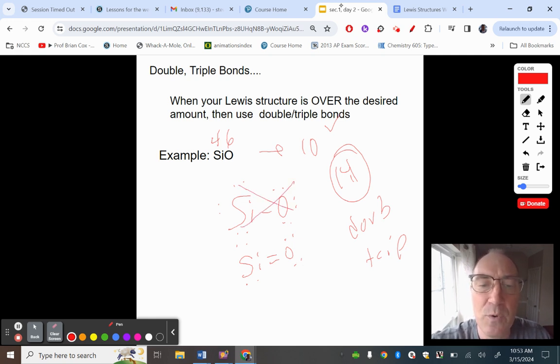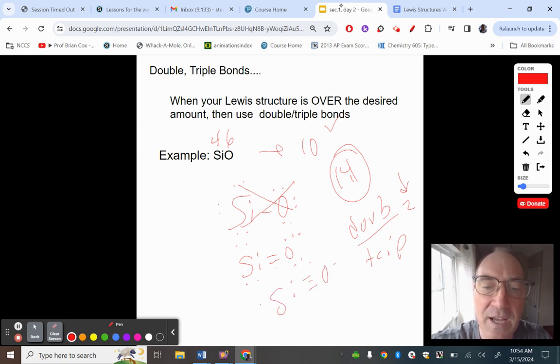So now I have 2, 4, 6, 8, 10, 12. That's the number of valence electrons if I count here, here, here, here. And so do you see by adding a double bond, I go down by 2. So I need to be at 10. So I guess what I have to add? I have to add a triple bond. So I'm going to add a triple bond here.